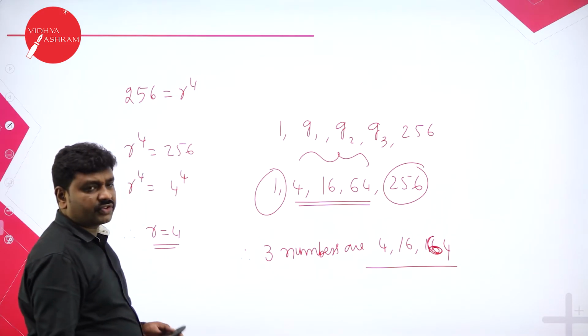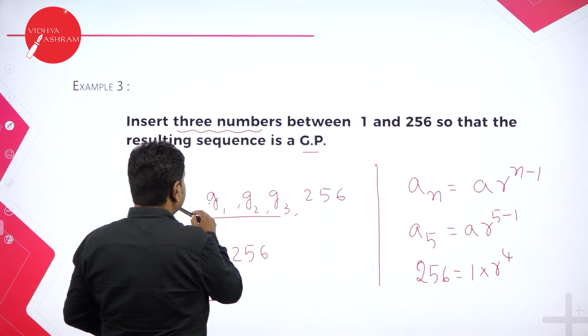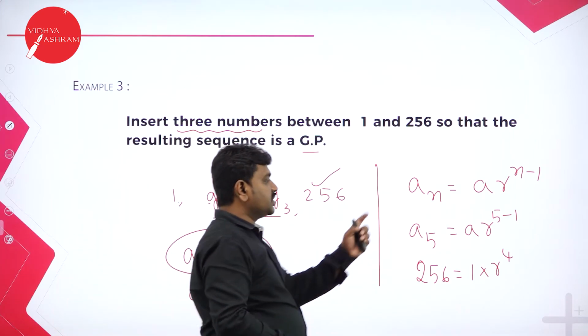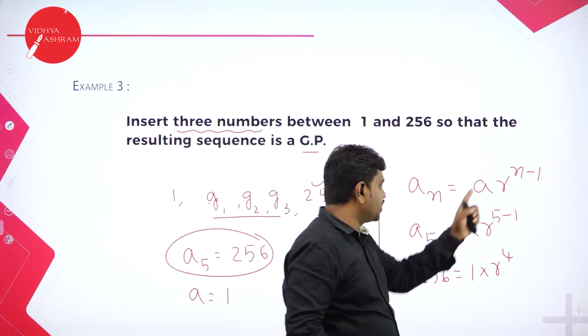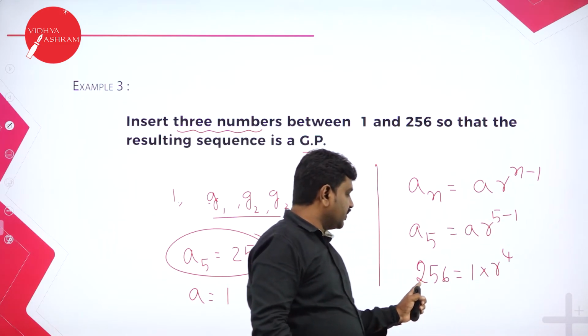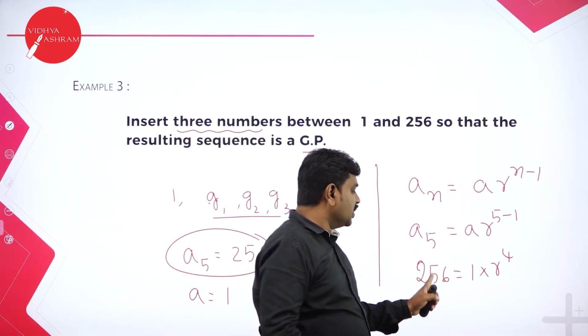I hope all of you understood. First, we need to find the last term. After you insert 3 numbers, there are total 5 terms. So A5, the fifth term, is 256, and use the AN formula. AN is what? A into R power n minus 1. AN is A5. A5 is A into R power 5 minus 1. A5 is 256. The fifth term we have is 256. In the place of A5, put 256.